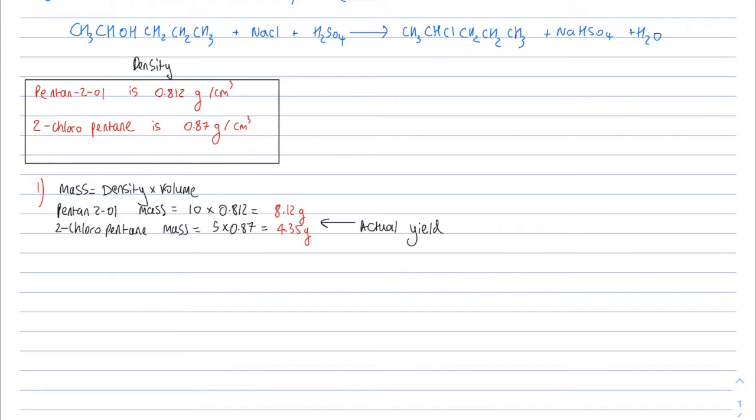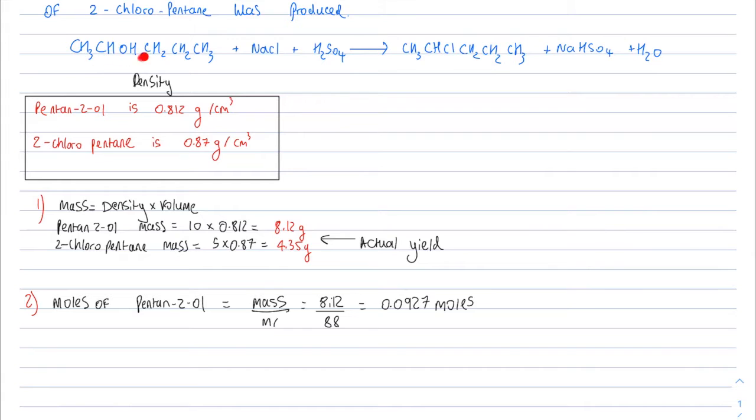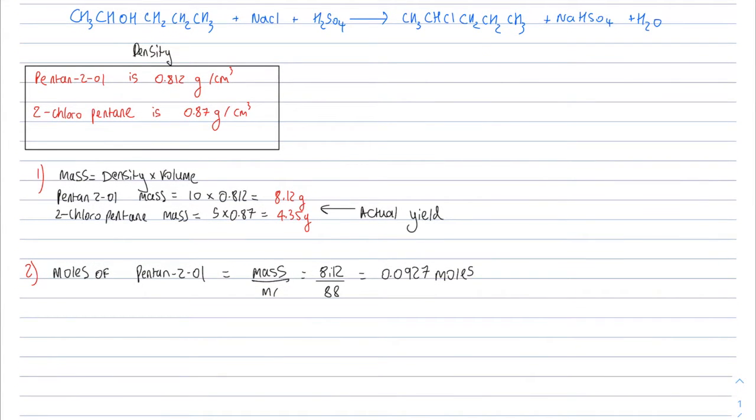Now what we have to do is calculate the moles of pentan-2-ol, as this can then allow us to calculate the theoretical moles of 2-chloropentane. The molecular mass of pentan-2-ol is 88, and we get an answer of 0.0927 moles. Now, looking at this equation, we can see that there is a 1-to-1 ratio between 2-chloropentane and pentan-2-ol. Hence, we can assume that the moles of 2-chloropentane is also 0.0927.